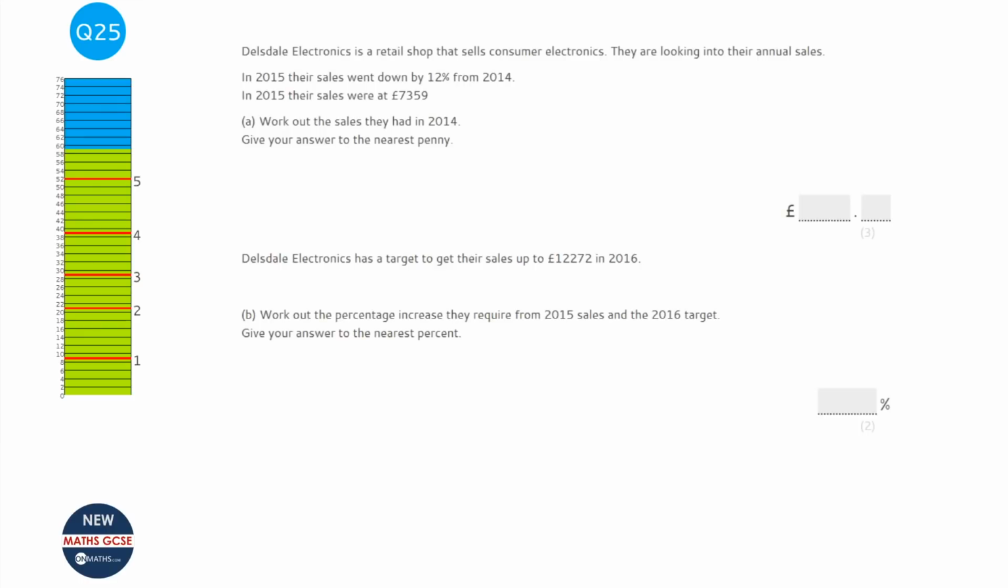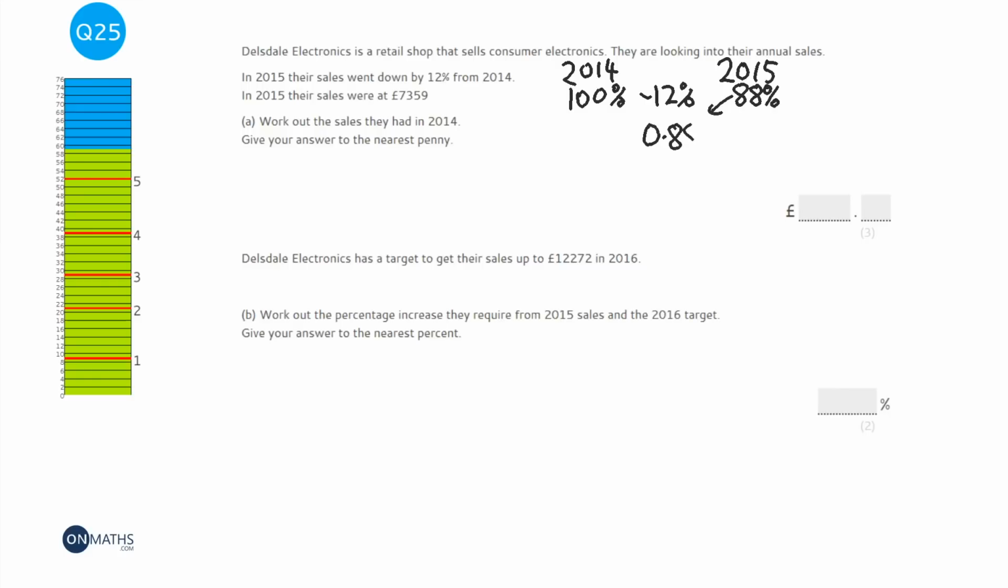Okay, so question A is about reverse percentages. So in 2014 and 2015, well, let's have a look. The sales went down between the two. So if we start off with 100% and they went down 12%, what are we left with? Well, we're left with 88%. Now, as a multiplier, and this is the best way of doing this, 88% divided by 100, make it a decimal, is 0.88. Now that number, 0.88, is what we times the 2014 sales by to get 2015.